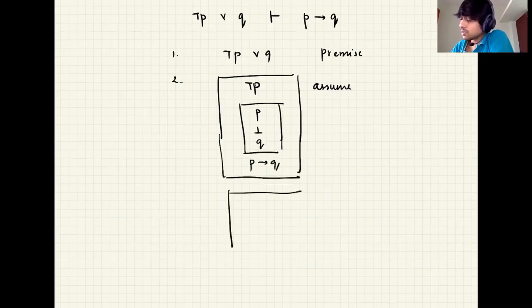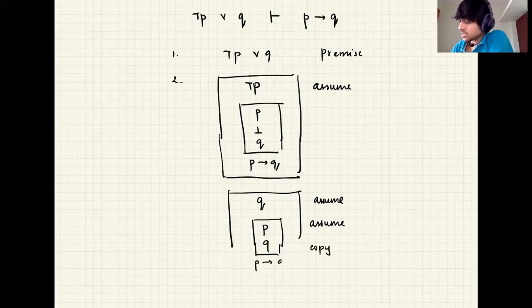Okay, then I assume Q, and once again I assume P. Yeah, and just copy Q, and then I can derive P implies Q. Yes, fine. So you can do that. And then you do OR elimination to get P implies Q. Yeah. So this is also fine.